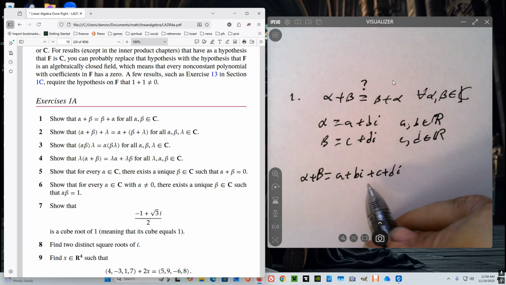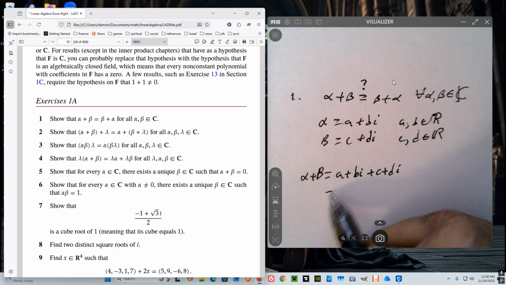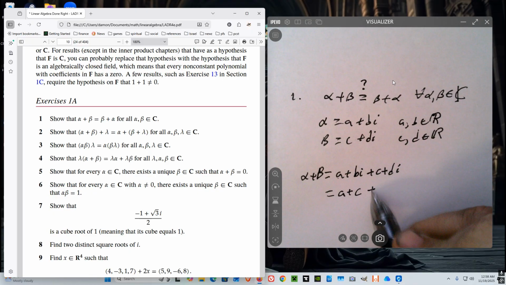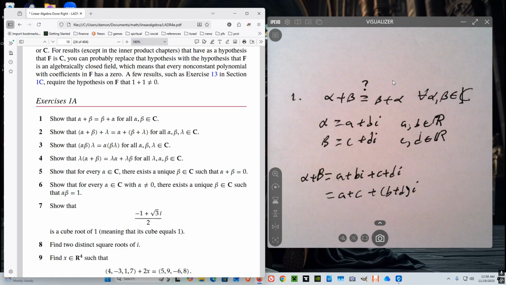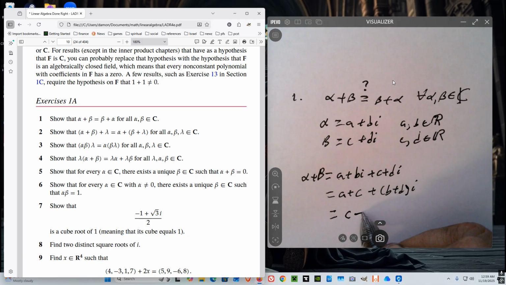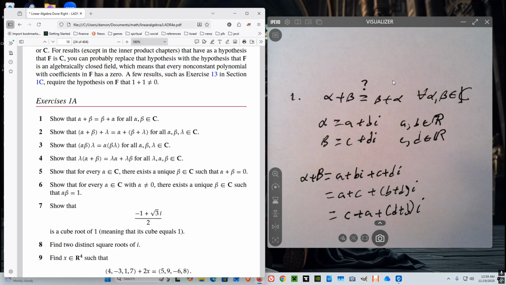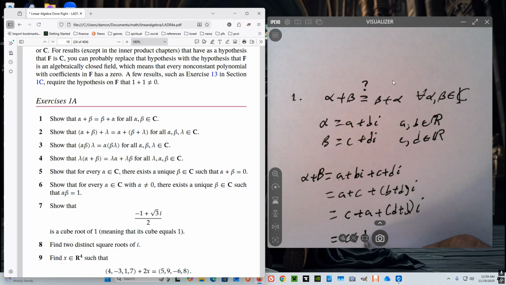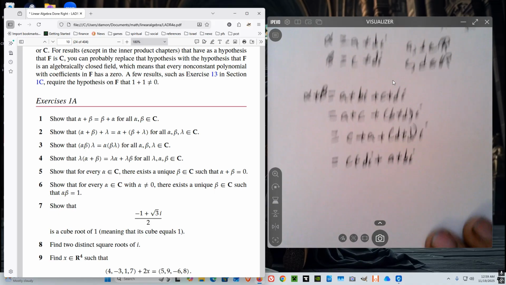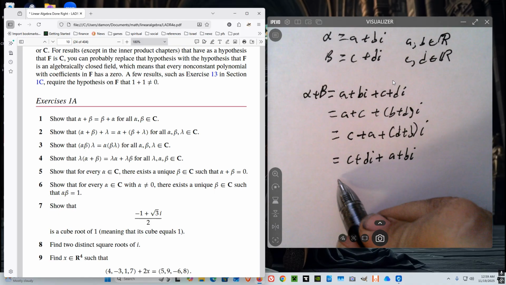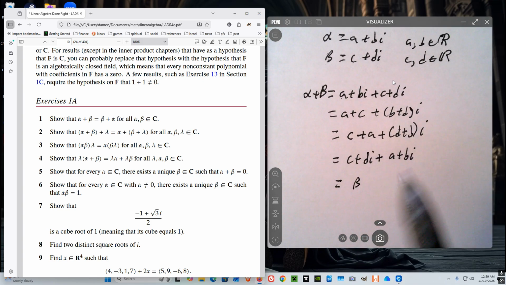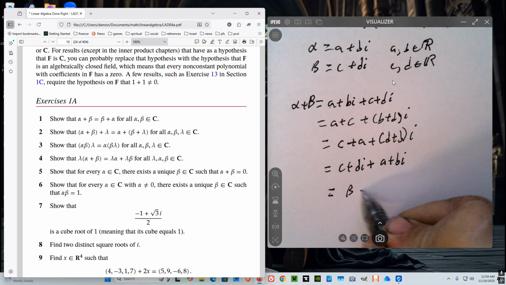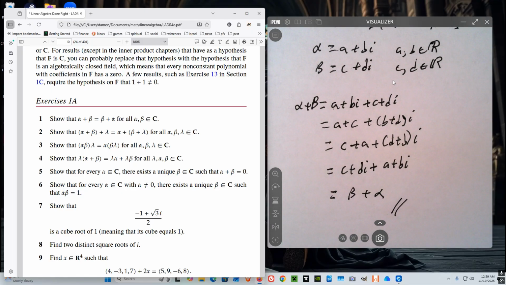But what does this mean? Well, to add two complex numbers, by definition, you add the real part and the complex part. And the real numbers, by definition, are commutative. But by definition, this is just c plus di plus a plus bi, again on how you add complex numbers. But c plus di, that was beta. And a plus bi, that was alpha. So we've shown what we wanted to prove.